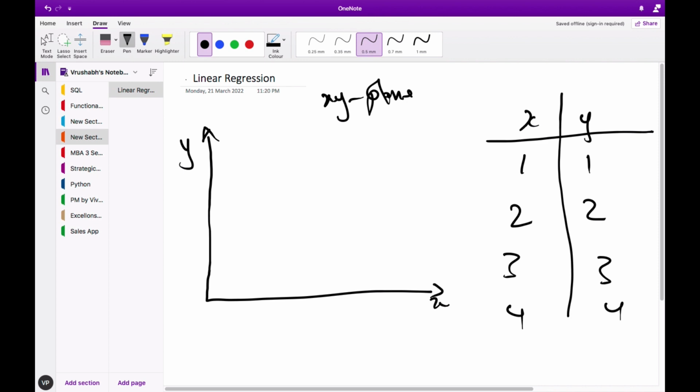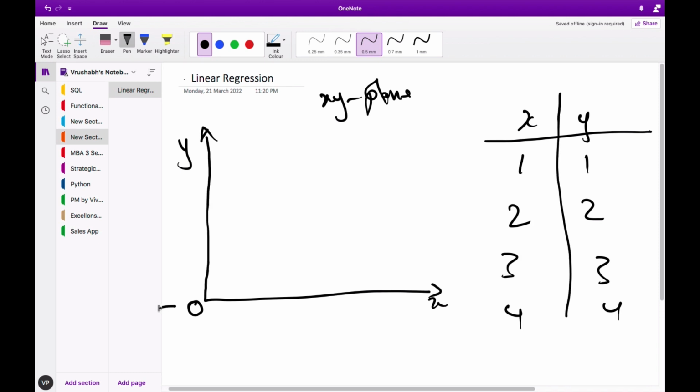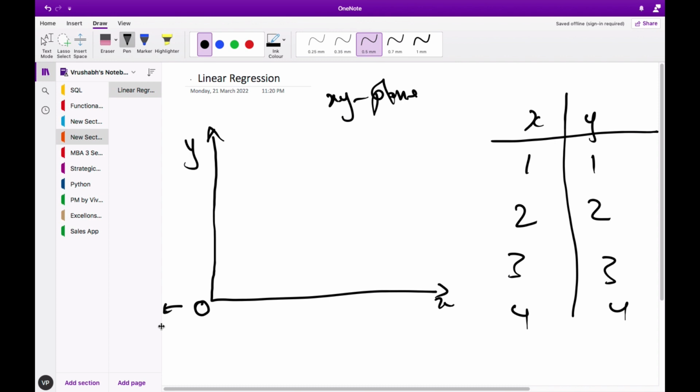Over here we call it the origin, where we can put 0. Let me push it a bit over here. We call this place the origin.